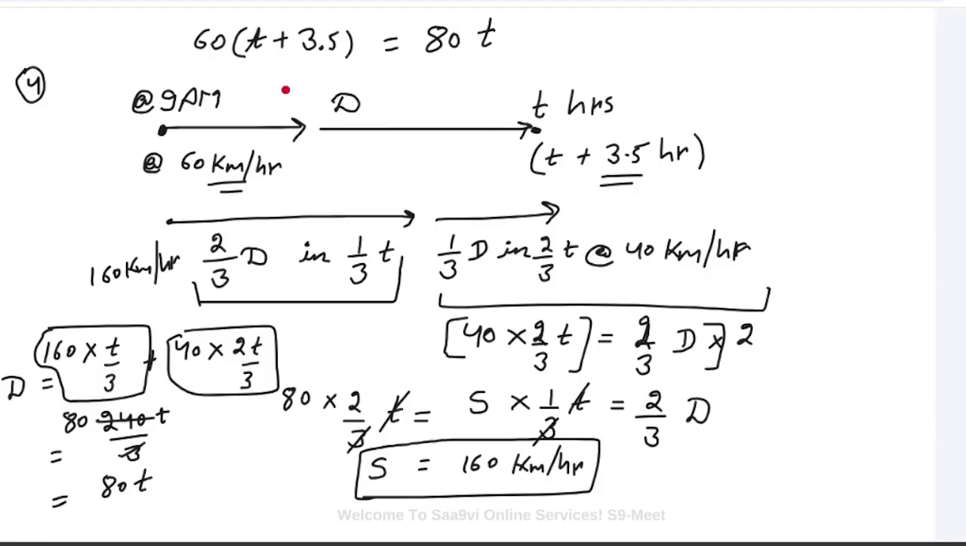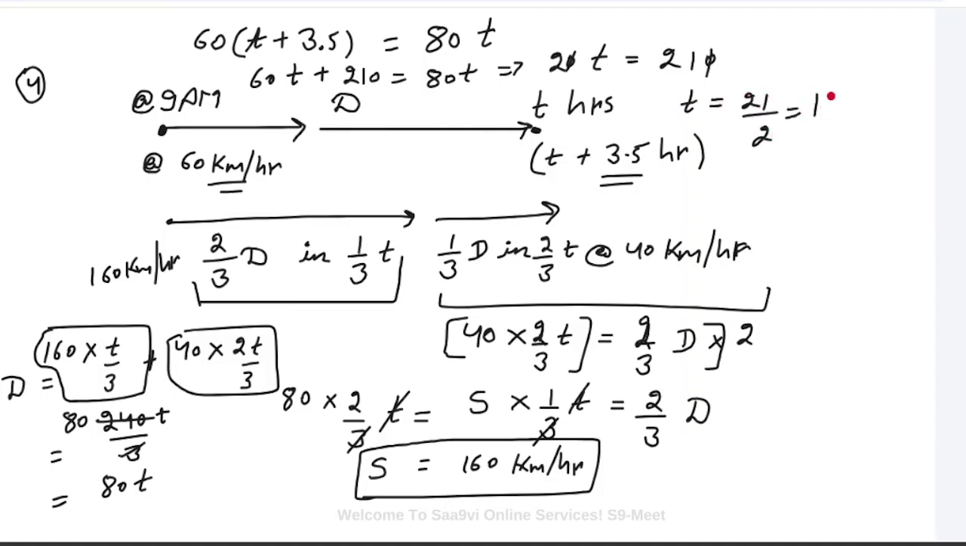If I solve it, I get 60t plus 210 equal to 80t. That means 20t is equal to 210. 0 cancels 0. That means t is equal to 21 by 2, that is equal to 10.5 hours. Now if the bus started at 9 a.m., after 10.5 hours, the time will be 7:30 p.m. That should be the answer.